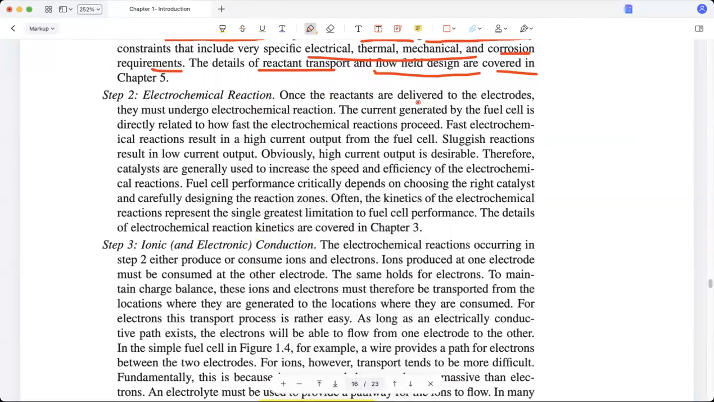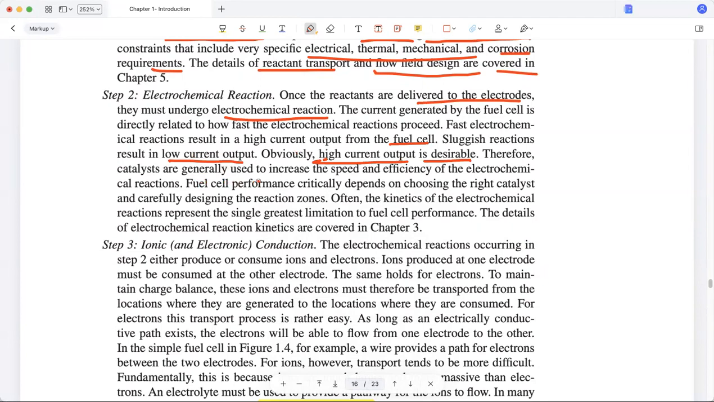Once the reactants are delivered to the electrodes, they must undergo electrochemical reaction. The current generated by the fuel cell is directly related to how fast the electrochemical reaction is taking place, or how fast it is proceeding. Fast electrochemical reactions result in high current output from the fuel cell. Sluggish reactions result in low current output. Obviously, high current output is desirable.